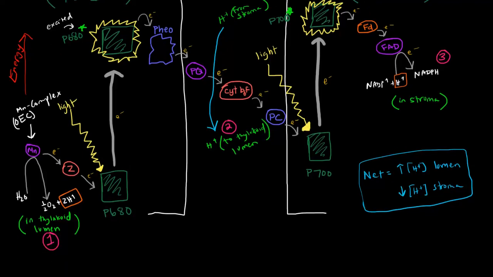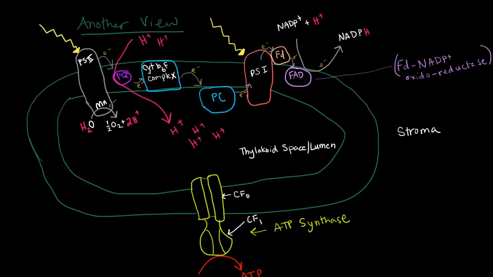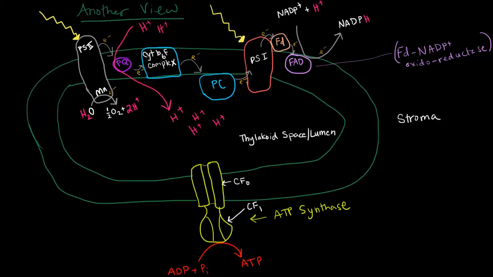So now let's get another view of what's going on in the chloroplasts. So what's happening really? So we have photosystem 2 here, right, and then plastoquinone, cytochrome b6f, plastocyanin, photosystem 1, ferredoxin, FAD, the flavoprotein, which is called ferredoxin NADP plus oxidoreductase because it's oxidizing ferredoxin, right? It's getting it to lose its electrons, and it's reducing NADP plus to NADPH.